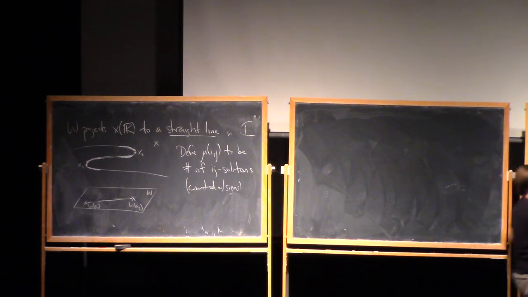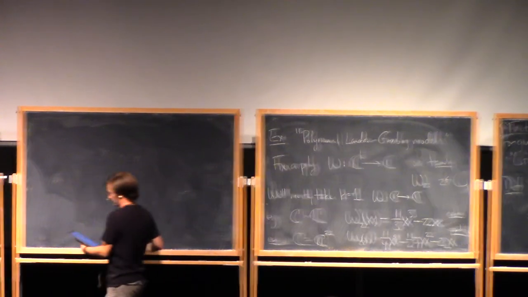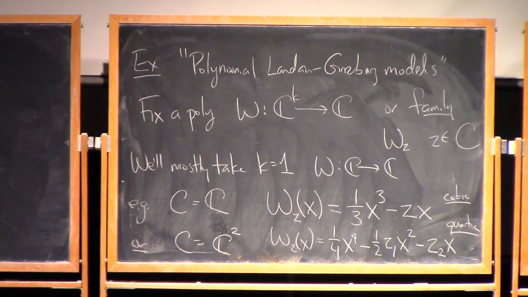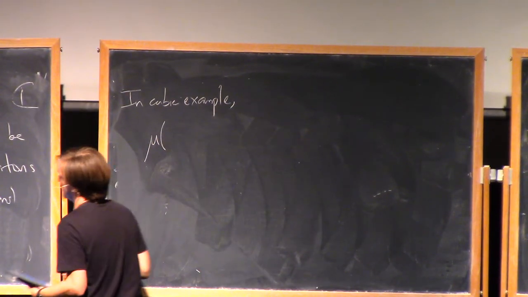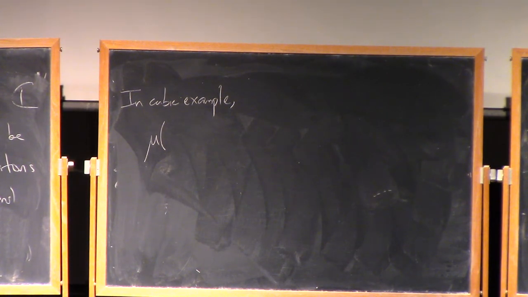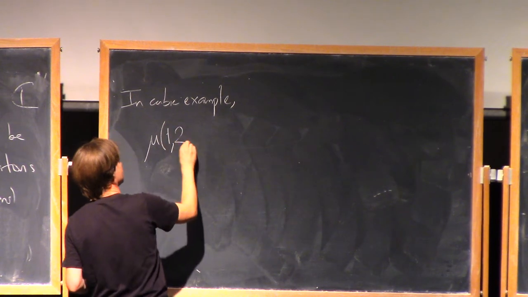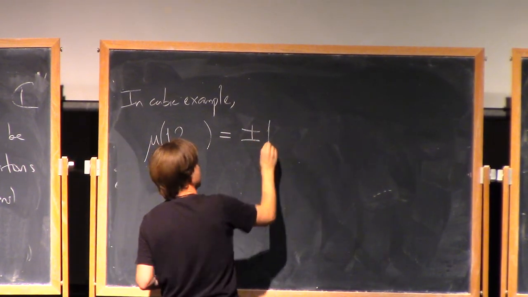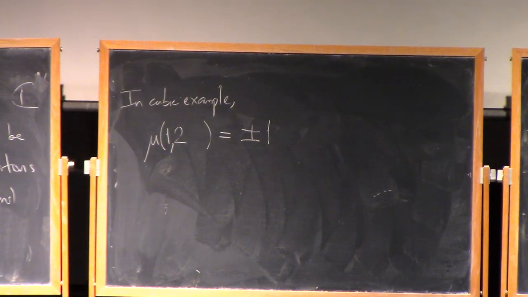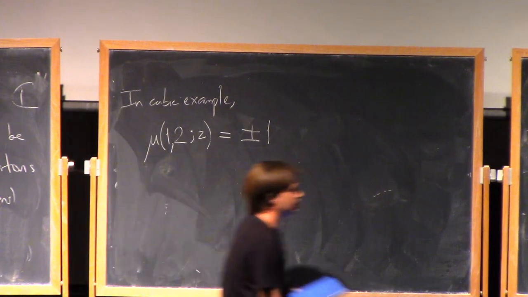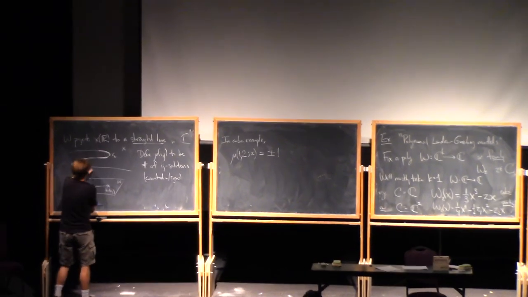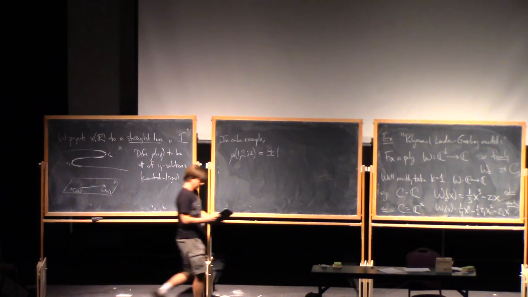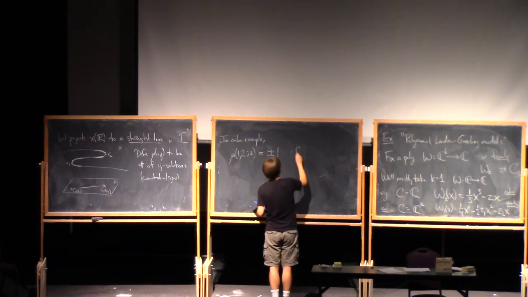So, since I'll use it a lot, I'll call this just the cubic example, and I'll call this the quartic example. So in the cubic example, what we just said is that the soliton count from, say, vacuum 1 to vacuum 2, so I'll call it mu 1,2, equals, well, I'm not careful about the sign, but it equals plus or minus 1, no matter what the parameter z was. We had a parameter z, which changes our cubic, and that's going to move these critical values around, but no matter what it is, the topology is the same. I'm always going to get one soliton.